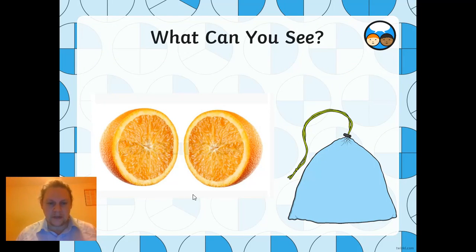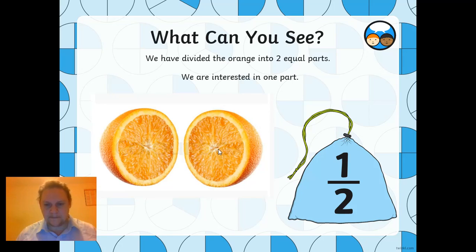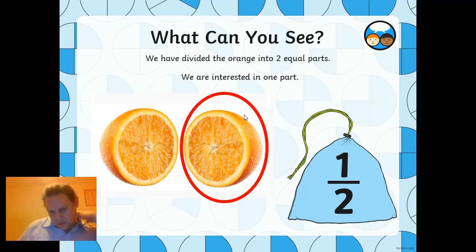Here we've got an orange. It's been divided in half. We've got 2 equal parts. We divided an orange into 2 equal parts, and we're interested in 1 part. There's our part that we're interested in. So that is what our symbol here is showing us. It's telling us that we've got a whole, our whole has 2 parts to it, and we are interested in one of those parts.